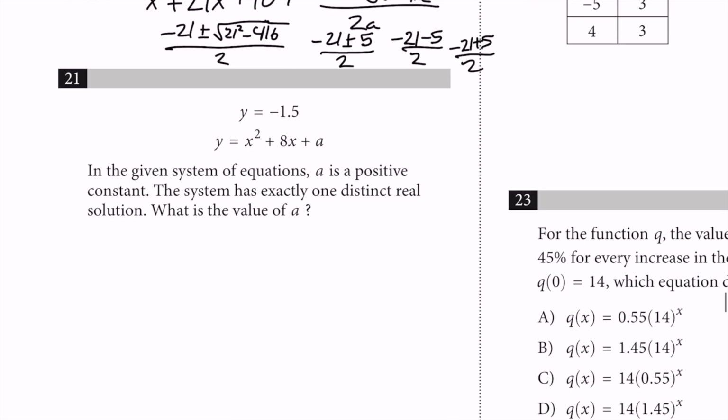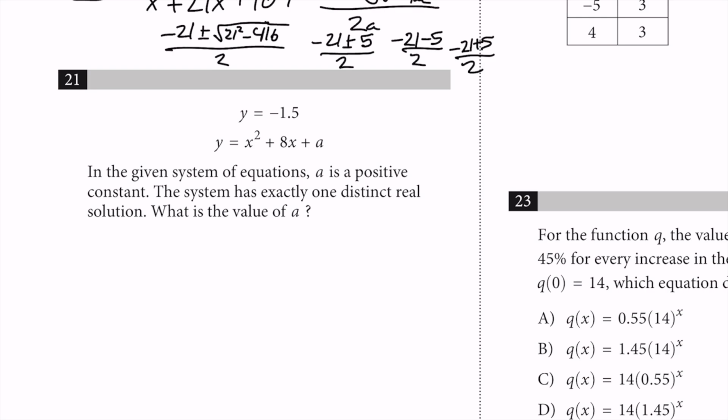All right, so for question 21, we have y equals negative 1.5 and y equals x squared plus 8x plus a. In the given system of equations, a is a positive constant. The system has exactly one distinct real solution. What's the value of a? So when we're told the system has one distinct real solution, we're looking for something in the following form: x minus c squared equals 0. So to get that, we're going to complete the square on the bottom equation.